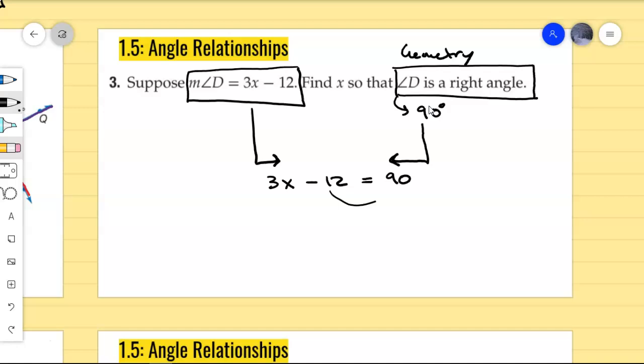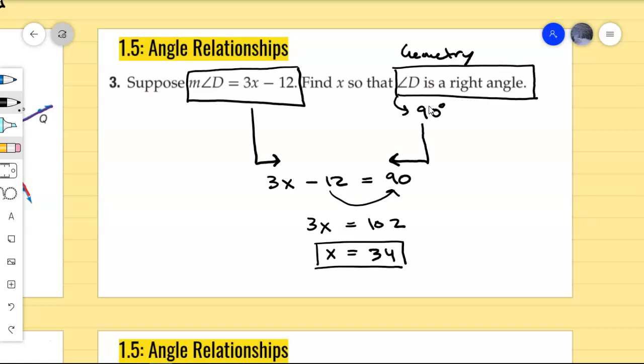So add 12 on both sides, and you end up with 3x is equal to 102. Then you can divide on both sides by 3. So you end up with 102 divided by 3, which is going to give you 34. So the value of x is 34, like that.